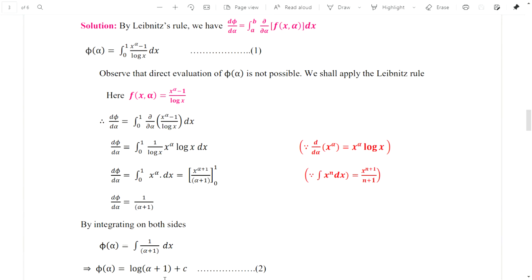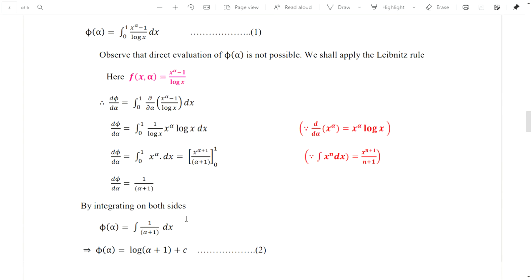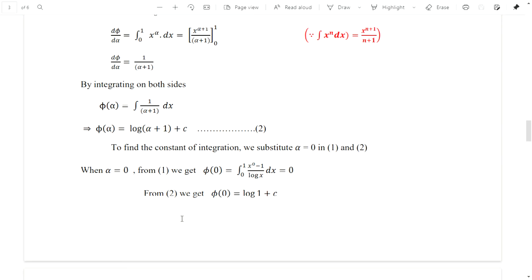So d phi by d alpha is equal to 1 by alpha plus 1. But we have to find out the value of phi. So integrate this step on both the sides with respect to alpha, so that we will be getting phi of alpha is equal to integral of 1 by alpha plus 1 into d alpha. So that we will be getting integral of 1 by alpha plus 1 is nothing but log of alpha plus 1 plus c. But we have to find out this c value.